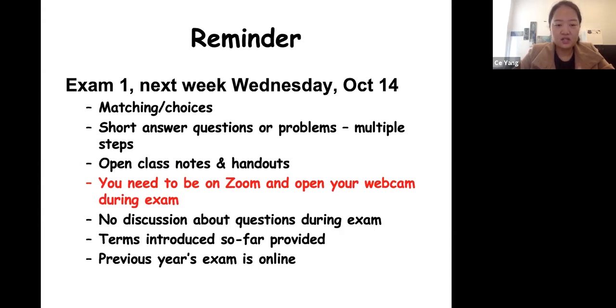And we will provide two extra materials. One is the terms introduced so far, which you can refer to when you work on, especially, the matching and the choices questions. And also we will have one previous year's exam as a sample exam for you to work on. And I encourage you to work on the previous year's sample exam in small groups, so that you can discuss the questions.